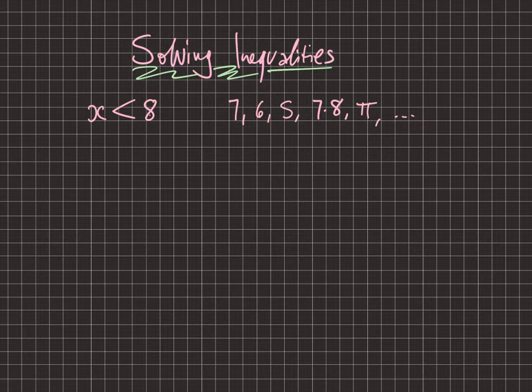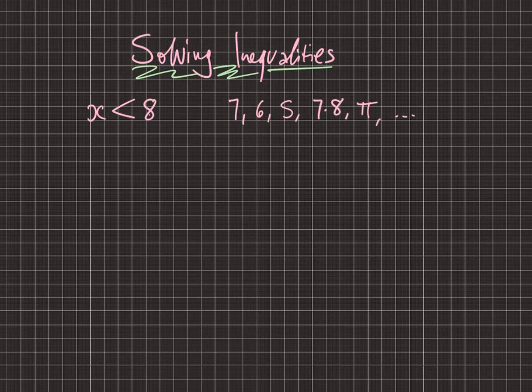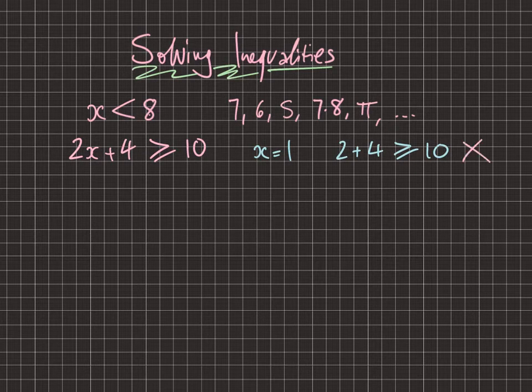We can make a slightly more complicated inequality, something like 2x plus 4 is greater than or equal to 10. In order to find some values of x that work, we might need to do a little bit of trial and error. What happens if x equals 1? We get 2 times 1, which is 2, plus 4, and we want to know, is that greater than or equal to 10? Well, 2 plus 4 is 6, so no, that's not going to work.